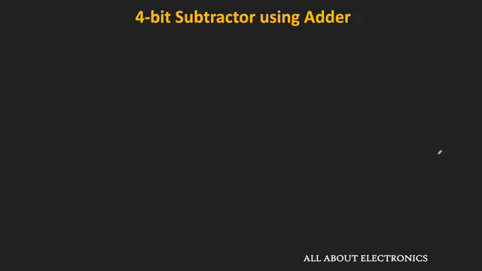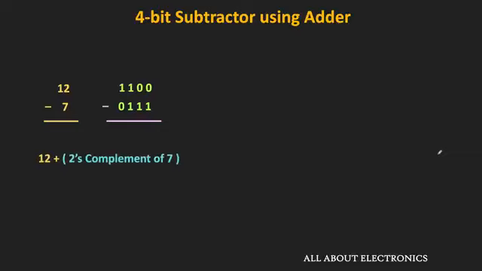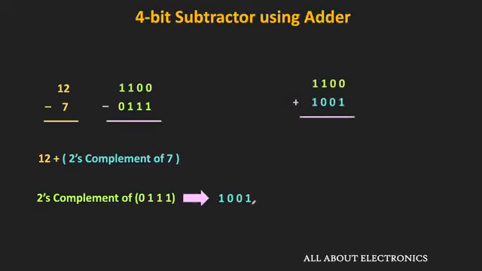So let's say we want to do the subtraction of these two numbers. In binary, these two numbers are 1100 and 0111. So here, instead of performing the subtraction, we will do the addition of this number 12 with the 2's complement of the number 7. We know that the 2's complement of this number 7 is equal to 1001. That means effectively, this 12 minus 7 is equal to 1100 plus 1001.